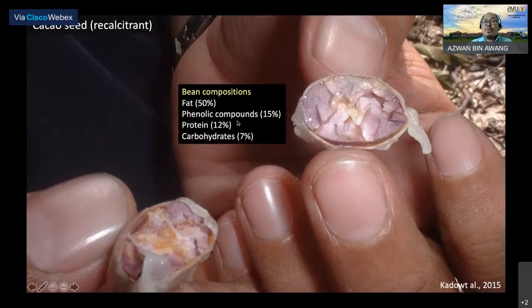All right, so these are the seeds of cocoa. So cocoa flavor comes from here, chocolate originated from here. It contains fat, which is cocoa butter, 50%, and a lot of phenolic compounds, and some protein and also some carbohydrate. You can see the purplish; those are the phenolic compounds that contribute to the colors, right? I put here cacao seed recalcitrant.